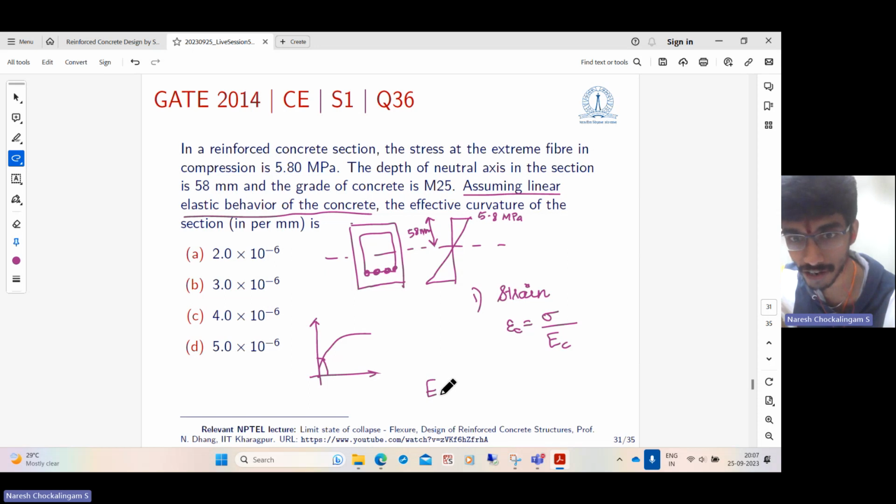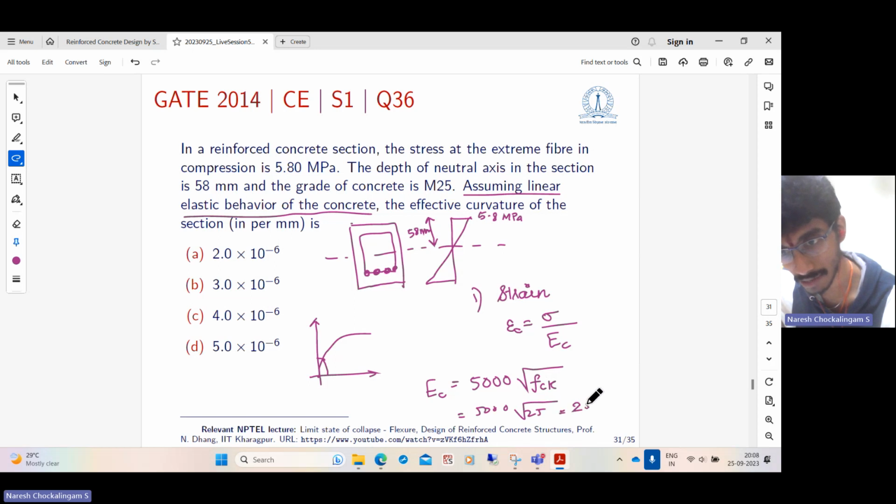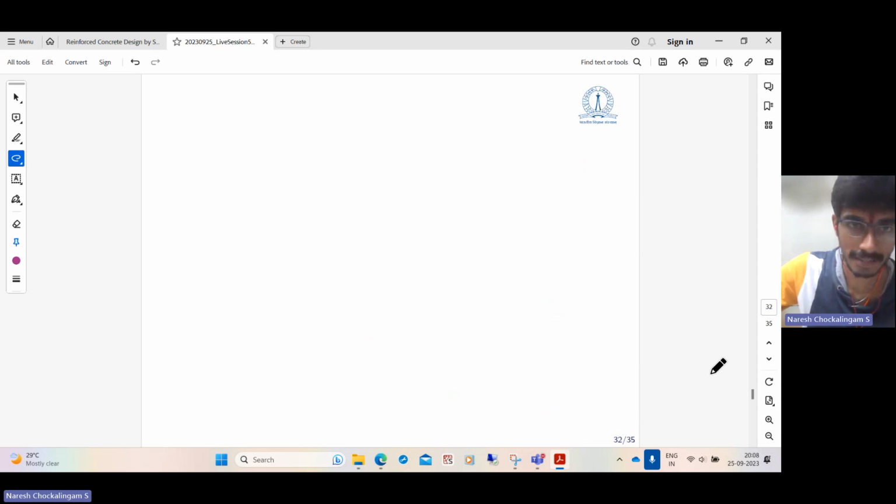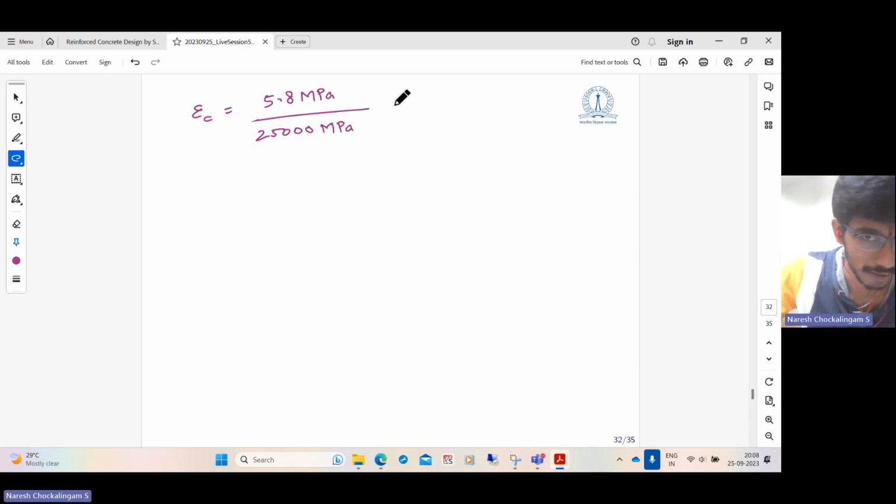What is the Young's modulus of concrete? The short term Young's modulus is given by 5000 root fck. So it is just 5000 into root 25, which is 25,000 MPa. So the strain in concrete is nothing but 5.8 MPa divided by 25,000 MPa. This comes to around 2.32 into 10 power minus 4.